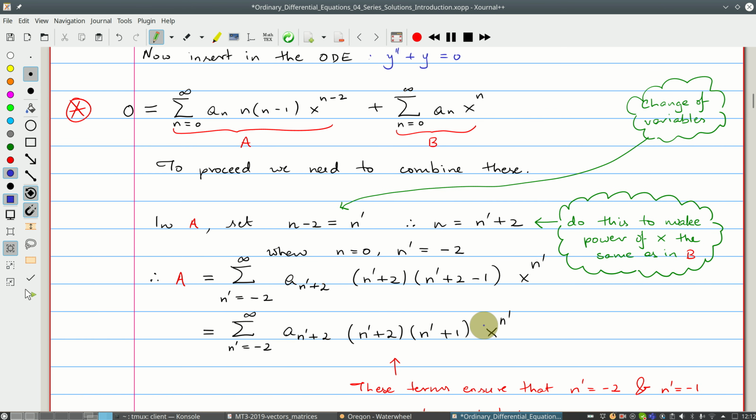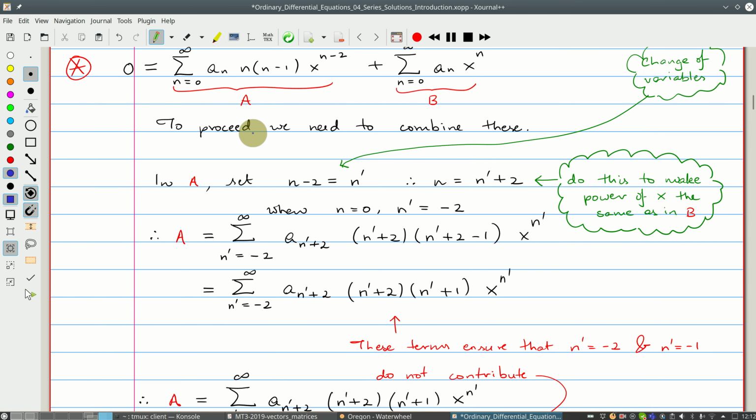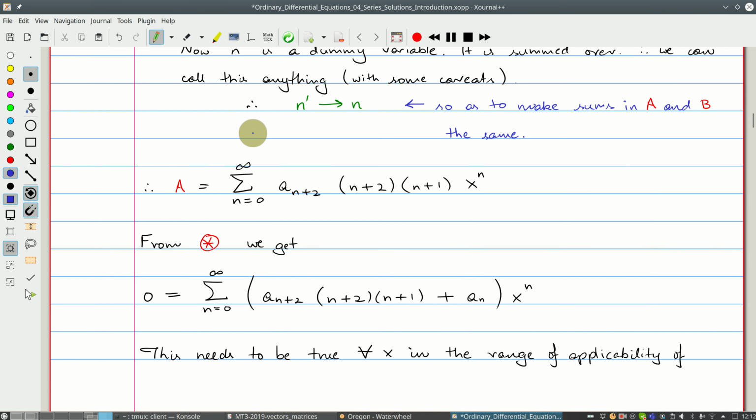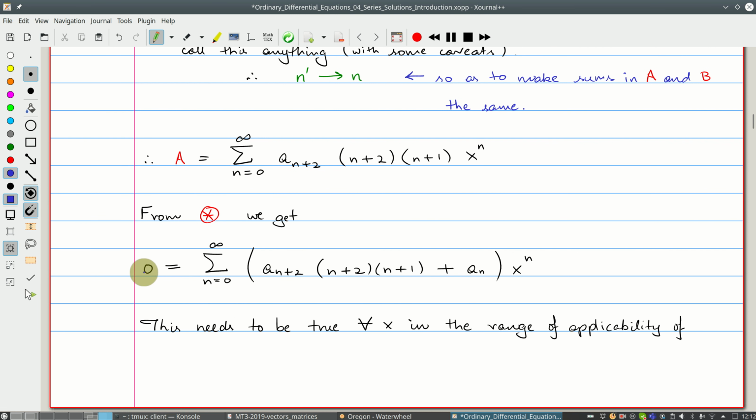And now we put this back into our starred differential equation. So we now replace this expression for A with the new one, and that lets us combine the A and B terms to get 0 is equal to a single sum, n goes from 0 to infinity, of a of n plus 2 times n plus 2 times n plus 1 plus a_n. The a_n comes from the B term, close brackets, and the whole thing is multiplied by x to the n. Now this needs to hold for all n in the range of applicability of this differential equation, which we haven't specified, but in this case it's from minus infinity to infinity.